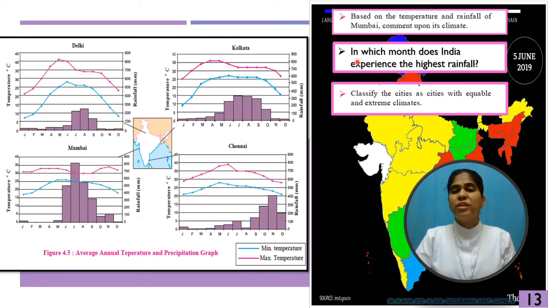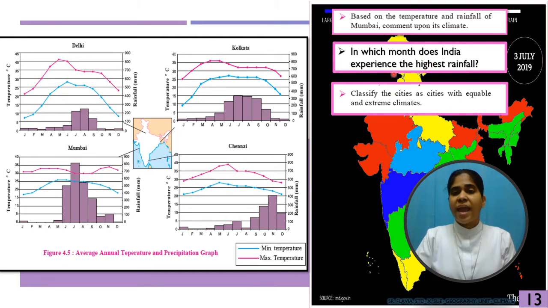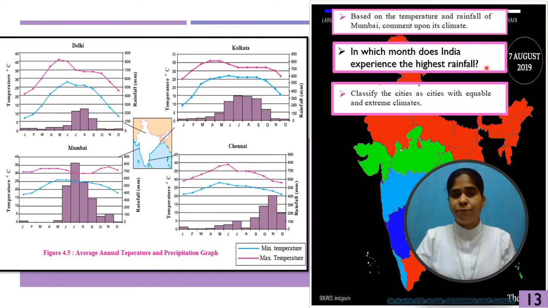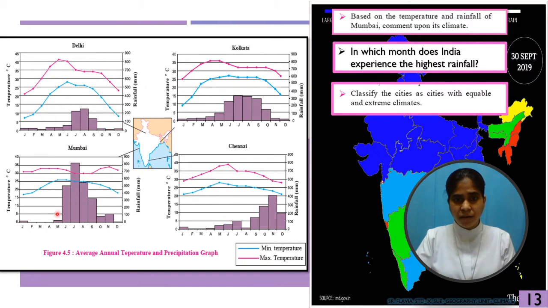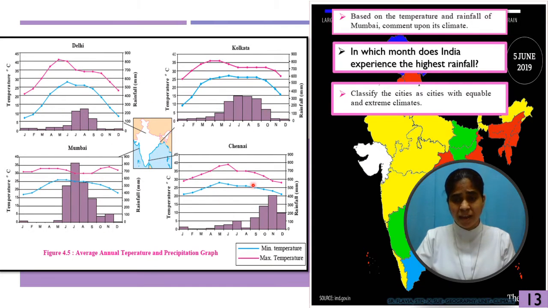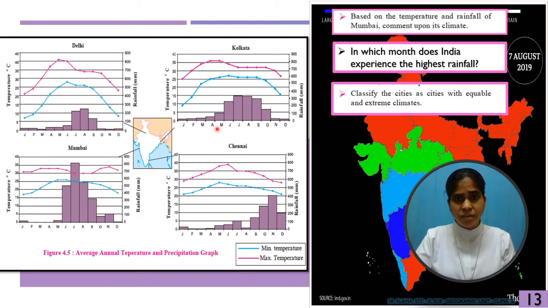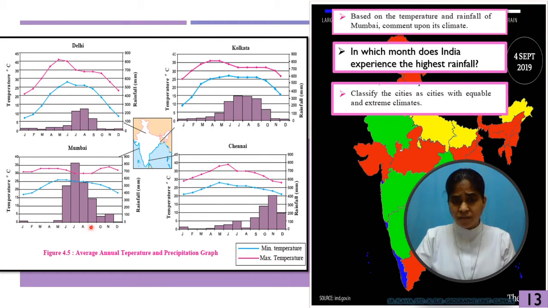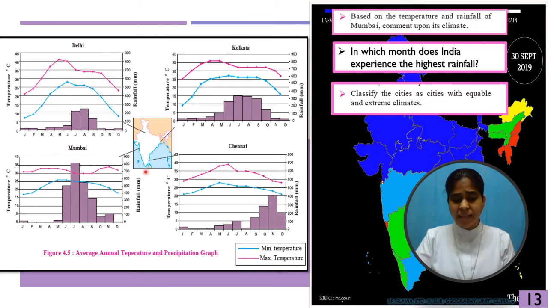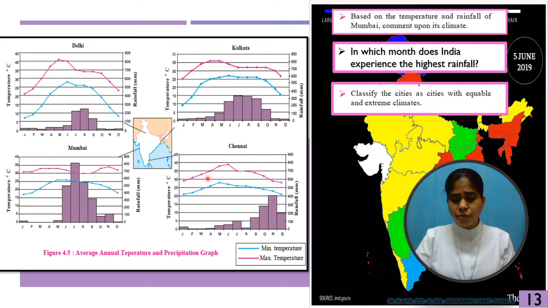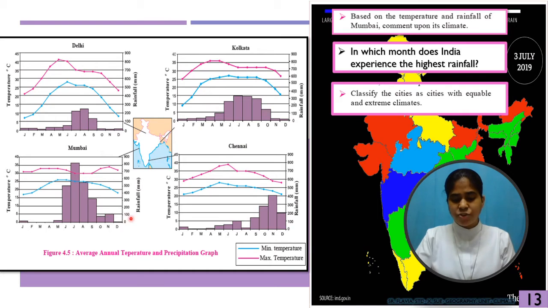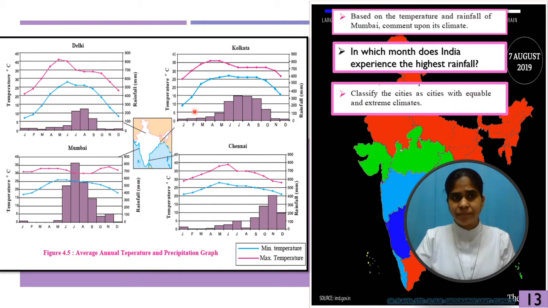Next one. In which month does India experience the highest rainfall? We can see over here in all the cities except Chennai. In Delhi, from June till August. So we can conclude by saying that in the months of June till August, it rains heavily in India.